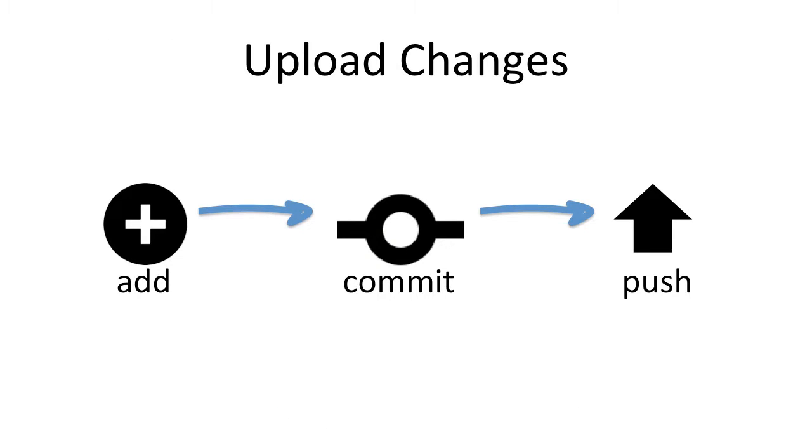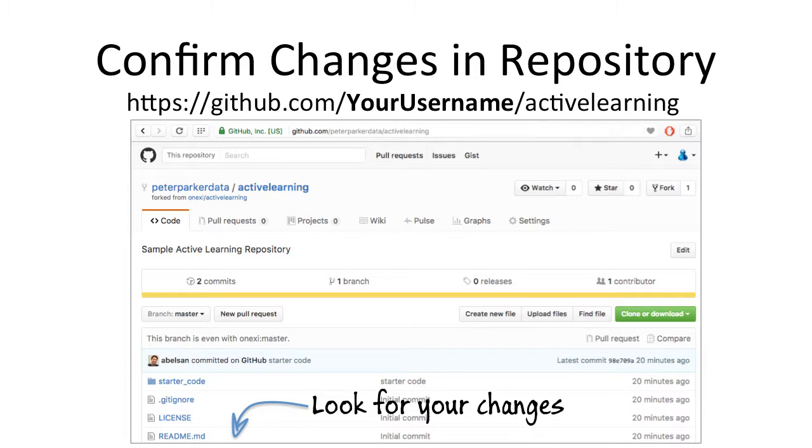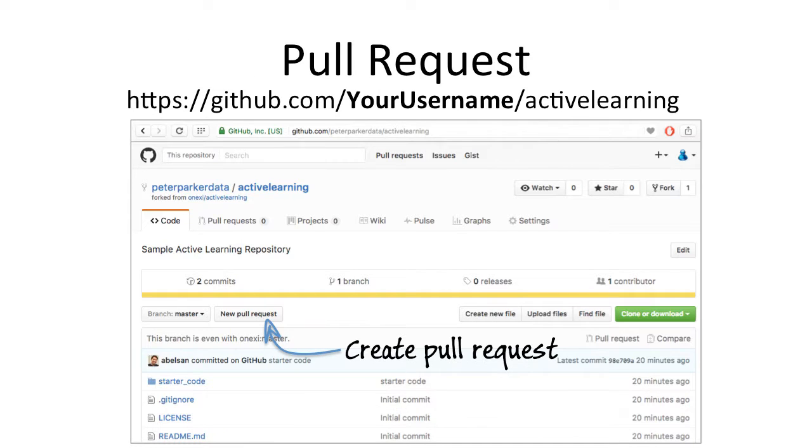Now, once you've done that, you will go through the usual cycle of adding, committing, and pushing the changes. You would then confirm that those have been made within your GitHub repository, and then you would do a pull request.